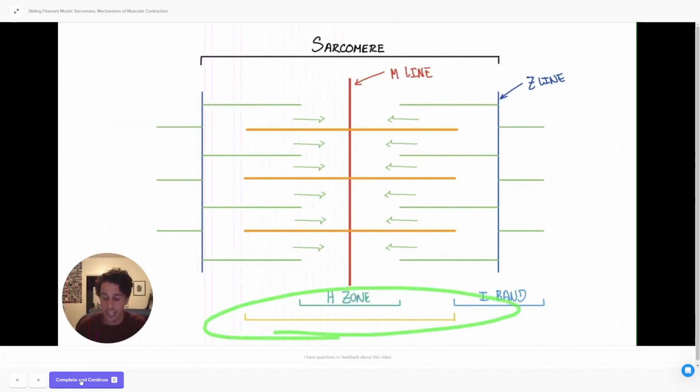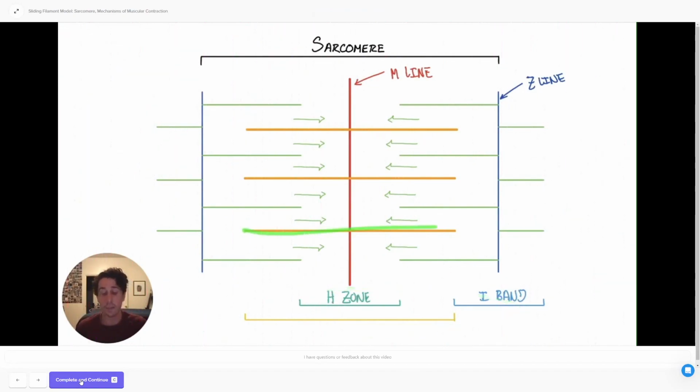And then this portion down here, we can see that that's going to line up perfectly with those myosin filaments. So that's going to be whether there is only myosin or there's myosin and actin filaments as well. So the whole length of the myosin filament is going to be known as the A band. So let's go ahead and write that in as well. So A band right here.